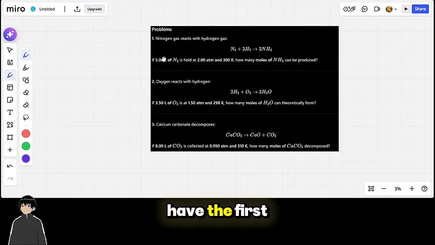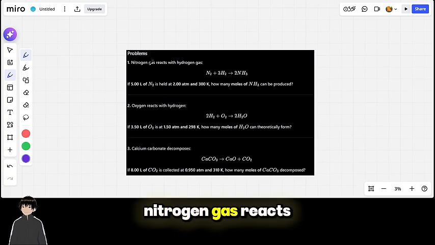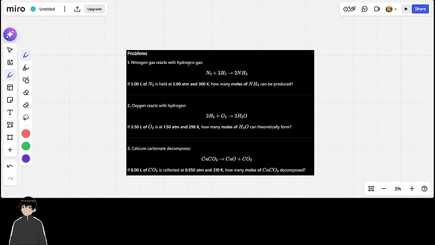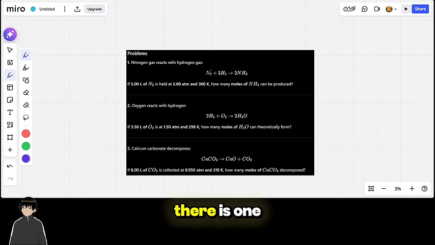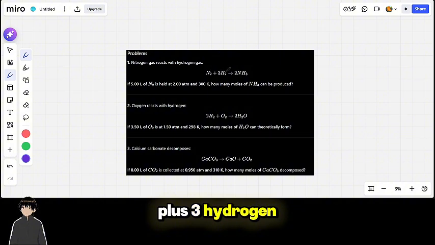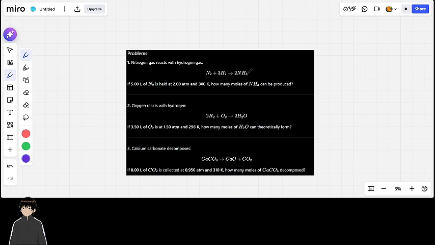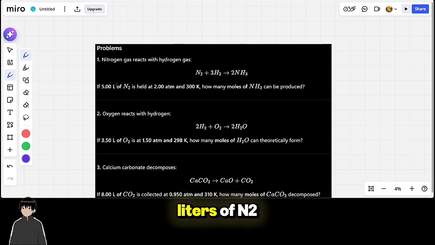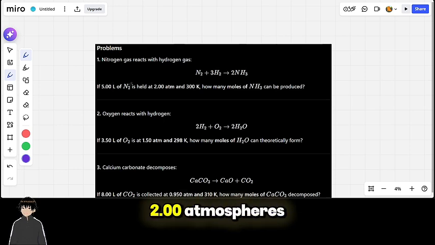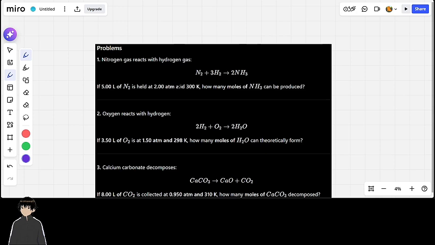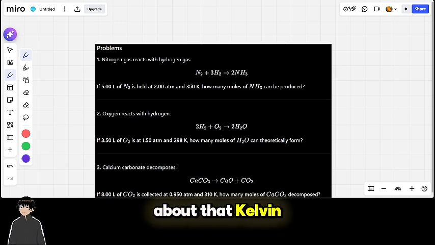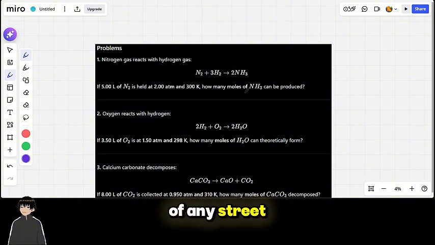So first we have the first problem. Nitrogen gas reacts with hydrogen gas. So there's one nitrogen here plus 3 hydrogen is equal to NH3. If 5.00 liters of N2 is held at 2.00 atmospheres and 300 Kelvin, how many moles of NH3 can be produced?